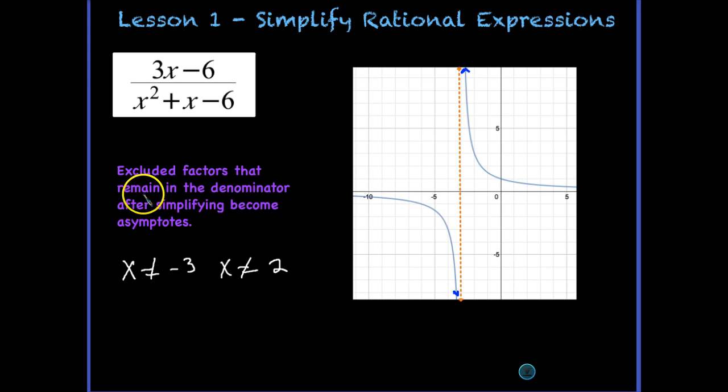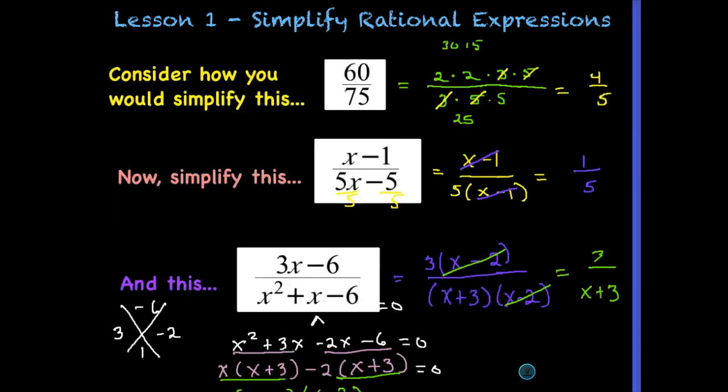And notice in purple here it says, excluded factors that remain in the denominator after simplifying become asymptotes. So if we go back and we look at our simplification of this, we ended up with 3 over x plus 3.